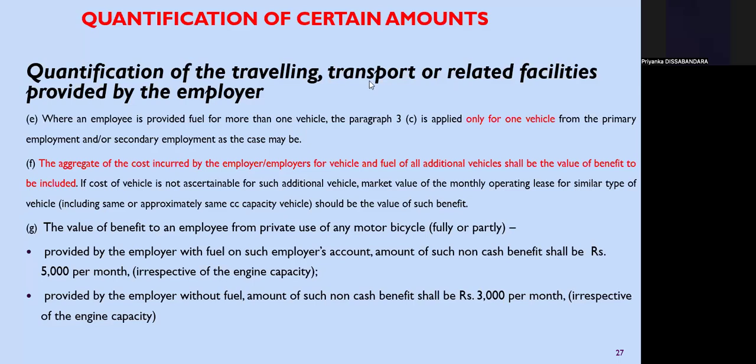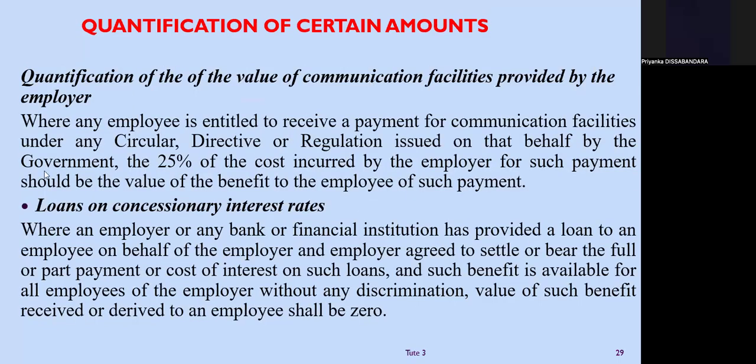Communication facilities, mainly telephone facilities, if it is internet or any other thing. In that case, we consider only 25% of that allowance. Sometimes we receive an allowance as payment for communication facilities. That means we receive a telephone allowance, not the reimbursement of telephone expenditure. This is the payment for communication facilities.